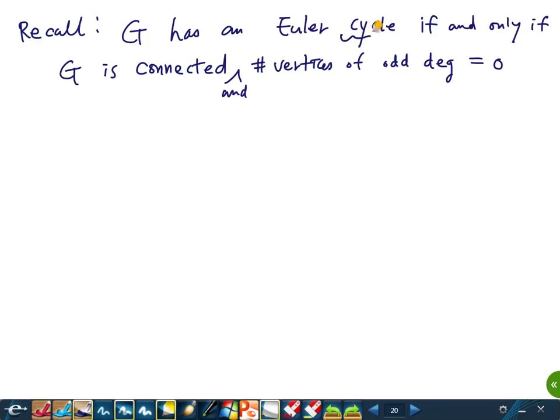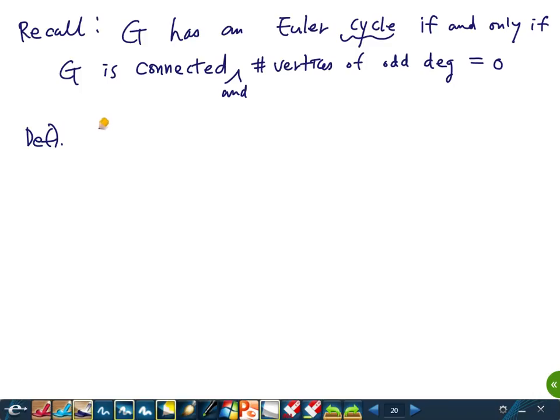So a cycle means you have to return to the starting point. But we can change this a little bit so that you don't have to go back to where you started, but we still want to use all edges exactly once. So it's not a cycle now, it's a path. It's called the Euler path. The difference between an Euler cycle and an Euler path is that in an Euler path, the starting and ending points are different, but still you use all the edges exactly once.